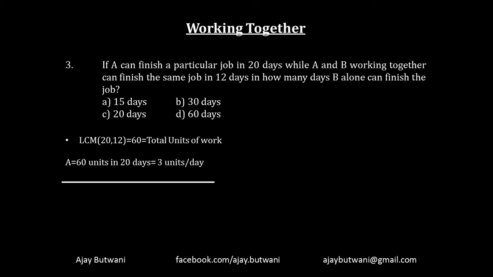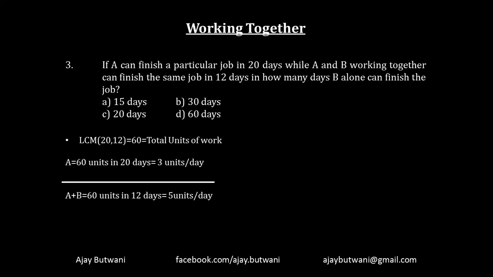But the next data given is A and B together can do the job in 12 days. So they are together completing 60 units in 12 days. So in one day they would be doing 5 units. Now A is doing 3 units and A and B together are doing 5 units. That means how much should be added to 3 units to get the answer as 5 units?